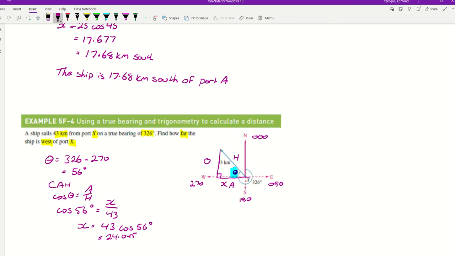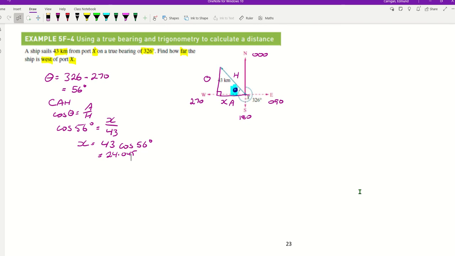Once again, it hasn't asked me to give it to any particular thing. This time I might do it to the nearest kilometre. So I'm going to say the ship is 24 kilometres west of Port X.